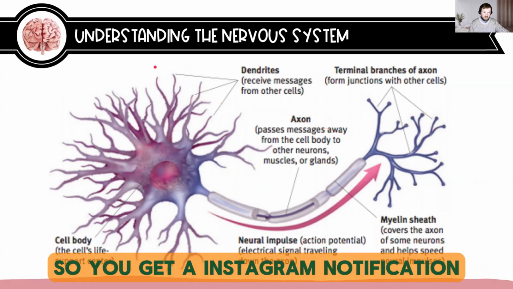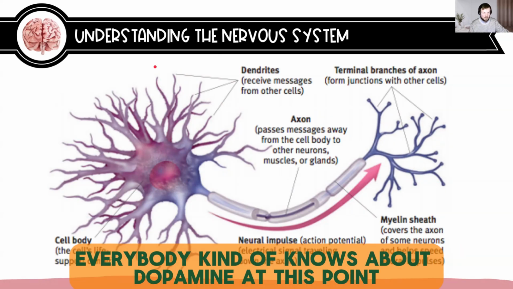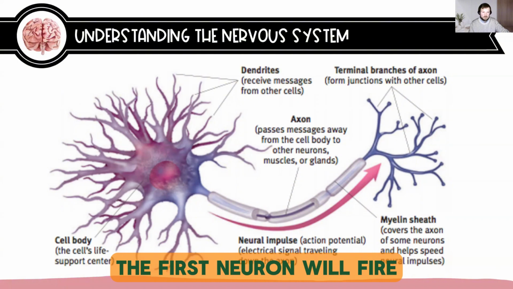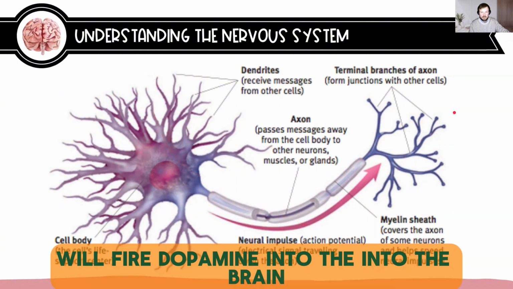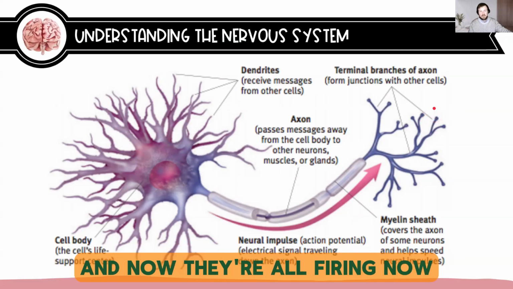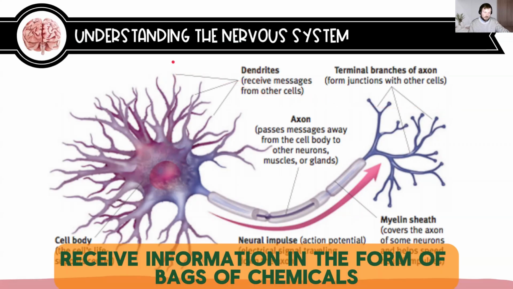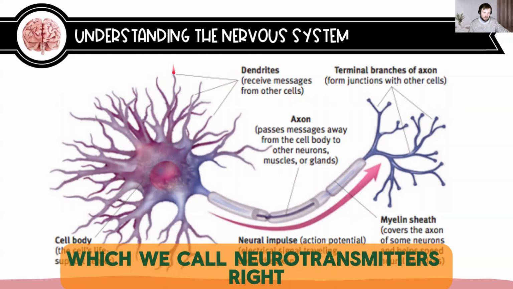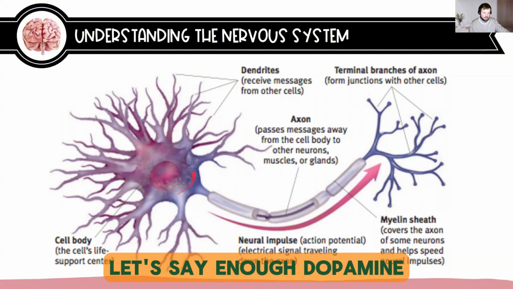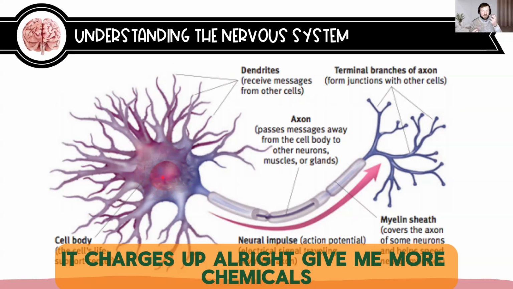So you get an Instagram notification and you get dopamine released into your brain, right? Everybody kind of knows about dopamine at this point, even though we haven't learned about it in AP Psych yet. And the first neuron will fire dopamine into the brain, and now that's connected with 10,000 other neurons, and now they're all firing dopamine. That's a simplification of how this works. Dendrites receive information in the form of bags of chemicals, which we call neurotransmitters, right? And then once they receive enough chemical signals, let's say enough dopamine, there's an electrical charge in the cell body. It charges up, right? Give me more chemicals, give me more chemicals.